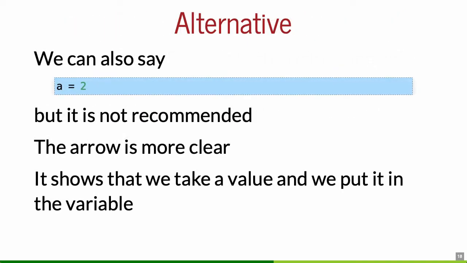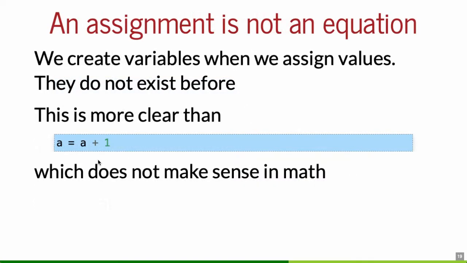We can also use the equal sign, which is very common in other languages. But in R it's not recommended because the arrow is more clear. It shows clearly that there is a value going to one place to be stored.